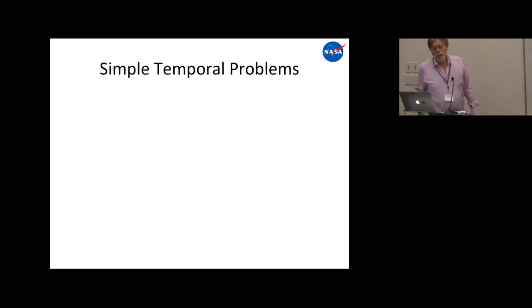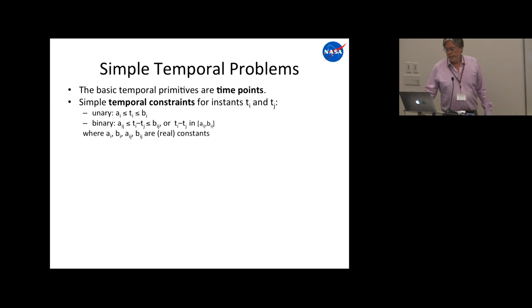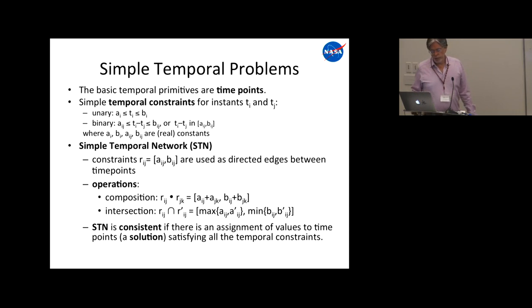Okay, so let me briefly characterize simple temporal problems, and I'll give an example. The basic temporal primitives are time points. There are simple temporal constraints for time points Ti and Tj of two kinds, unary and binary, which express bounds on the duration. A simple temporal network is a set of constraints that are used as directed edges between time points. You saw a little example earlier, and I'll give another one in a minute. It's a network of labeled edges and nodes representing time points or events, and operations. The operations are used to infer new constraints and to determine the consistency of a network. We'll give examples of that.